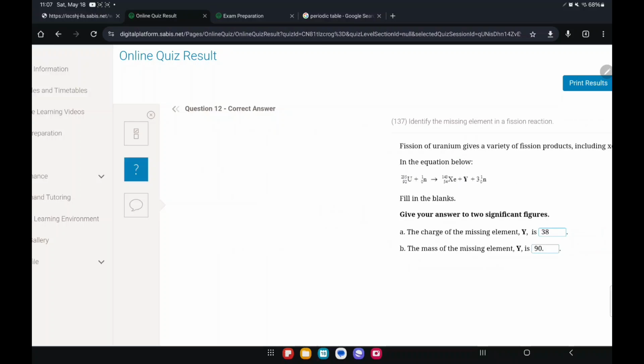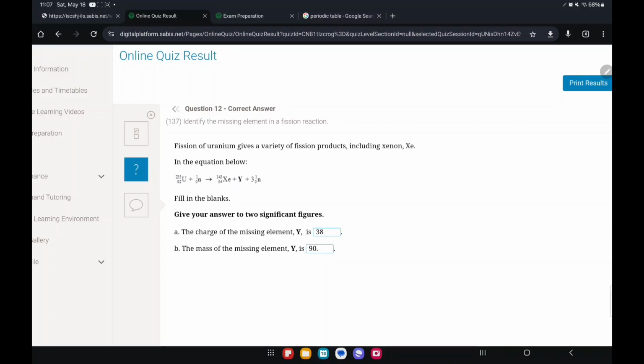Question 12. Again, just mass and charge. Very easy, just add. 236 here. Here you get 143 plus 3, which is 146. So obviously I need to add something to 146 to get 236, and that's 90. How about the charges? Here I have 92. Here I have 54. What do I add to 54 to get 92? I think it should be 38. Yeah, 38. So my Y is going to be 90, 38. I think that's it. Yeah, that's it.